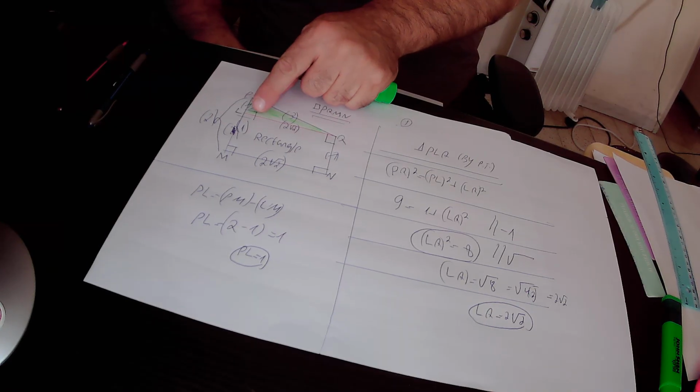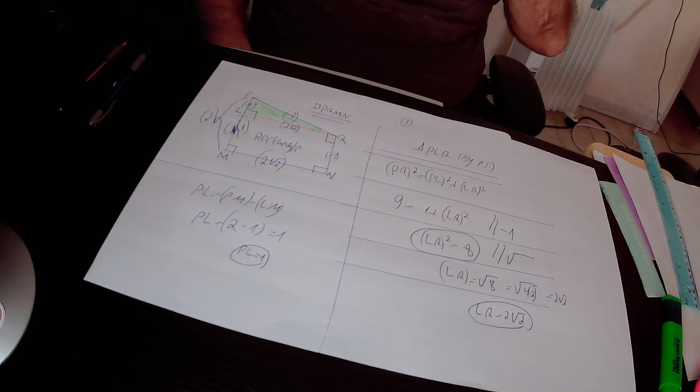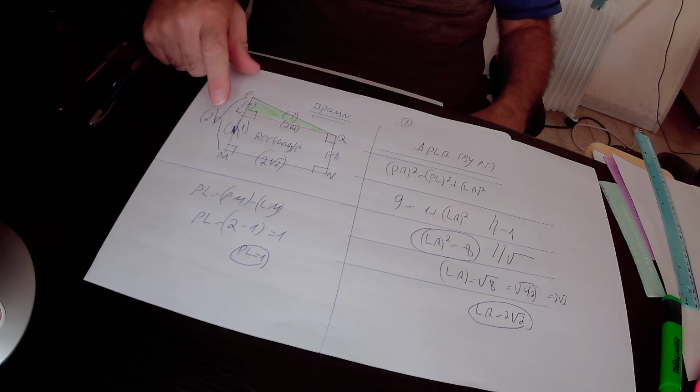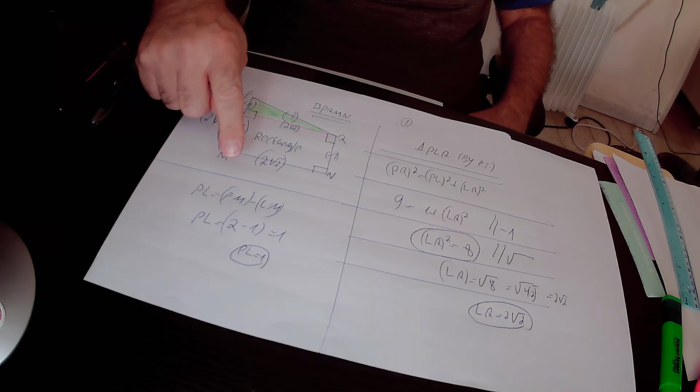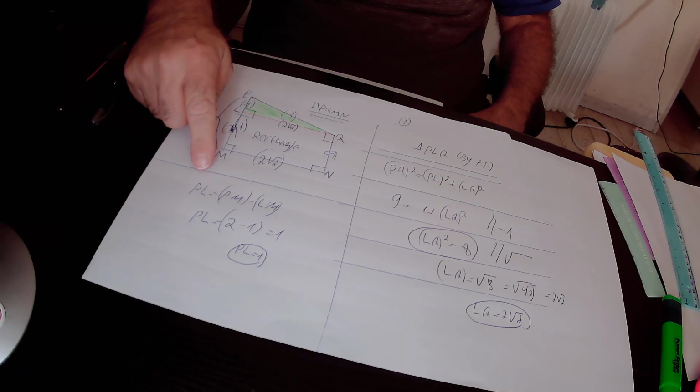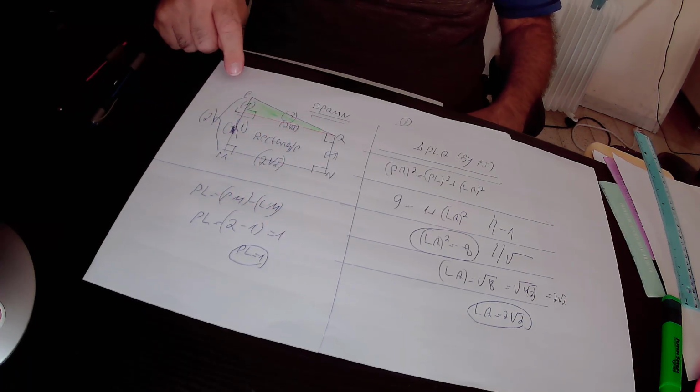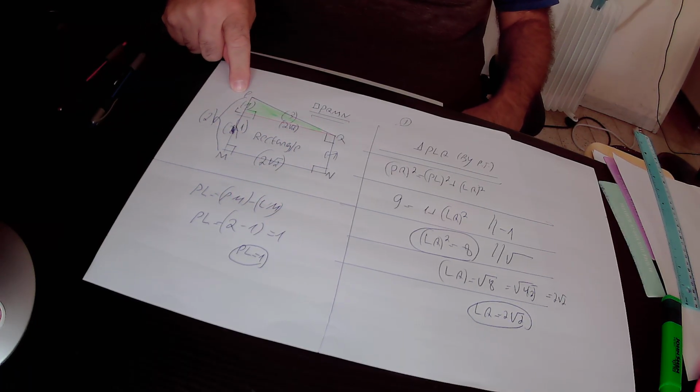What is the length of this missing line segment PL? Line segment PL. PL equals PM minus LM. So PL equals PM, that is 2, minus LM, that is 1. So PL equals 2 minus 1, that is 1. PL equals 1 unit in its length.